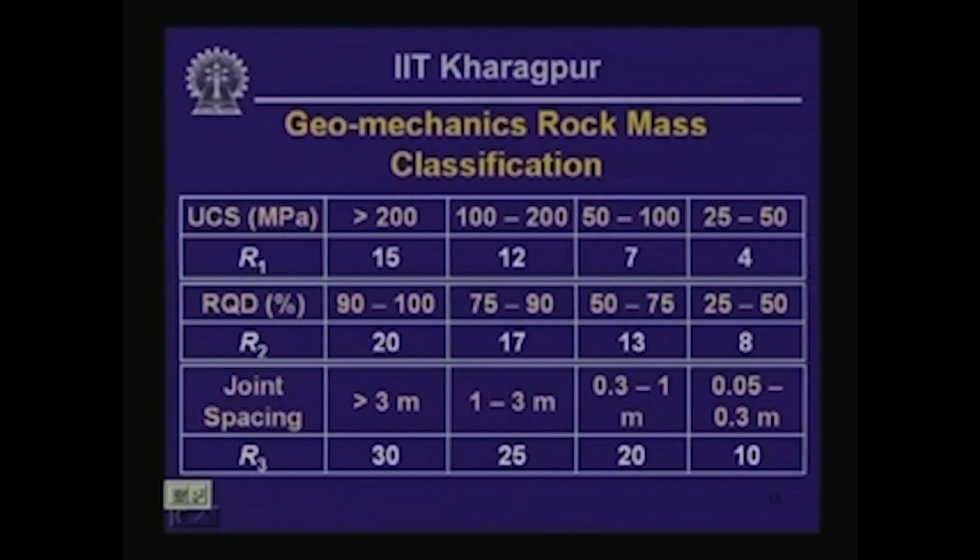Third aspect to consider is the joint spacing, and the score for this particular aspect is R3. Here, if the joint spacing is more than 3 meters, that is, the joints are very widely apart, then R3 is going to be equal to 30, whereas when the joints are between 50 millimeter and 0.3 of a meter, then R3 will be equal to 10.